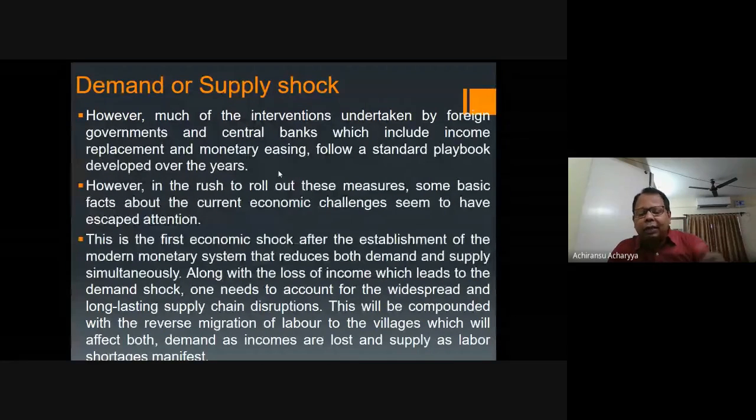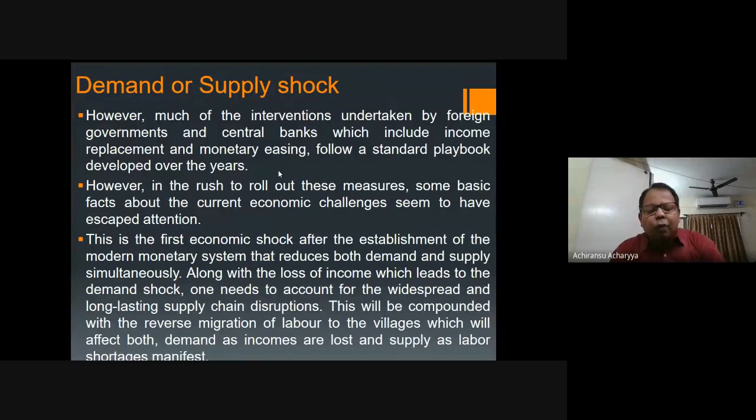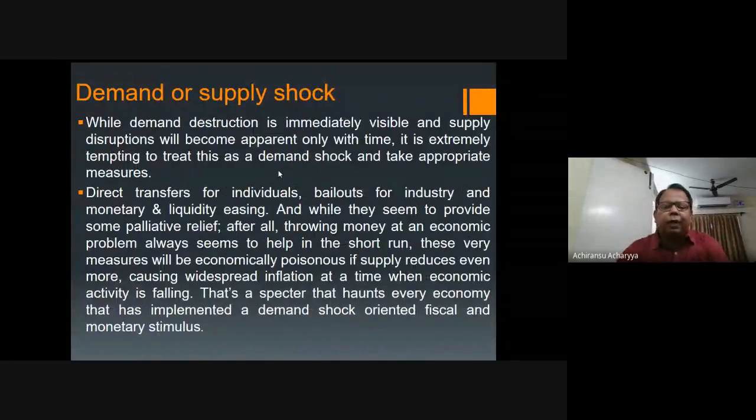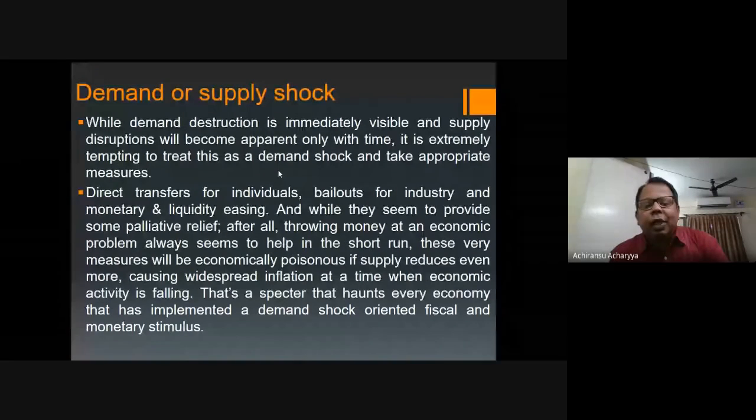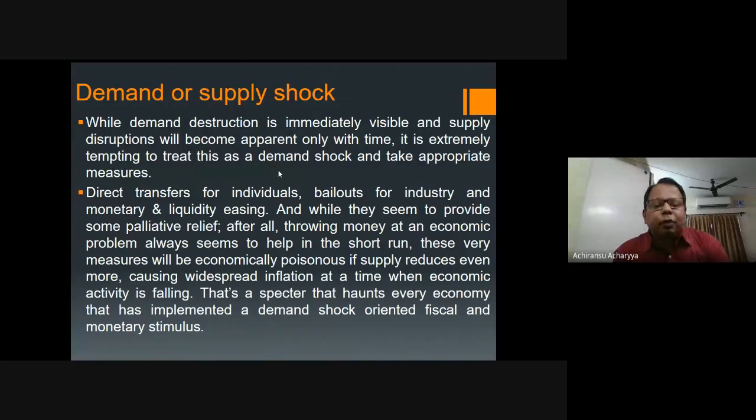So once you have a lockdown and all that, the supply chains, as I was telling you earlier, would be destroyed. This will be compounded with the reverse migration of labor to the villages, which will affect both demand as incomes are lost and supply as labor shortages manifest. So while demand destruction is immediately visible and supply disruptions will become apparent only with time, it is extremely tempting to treat this as a demand shock and take appropriate measures.